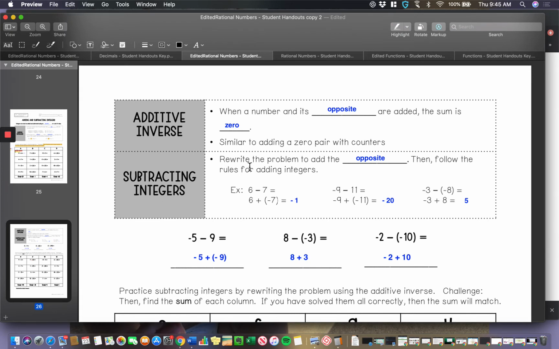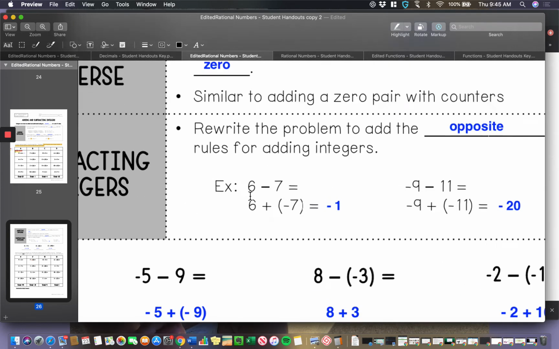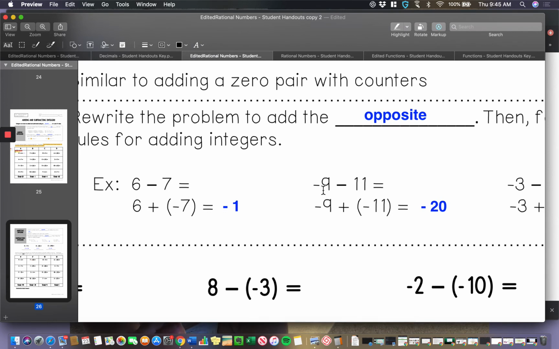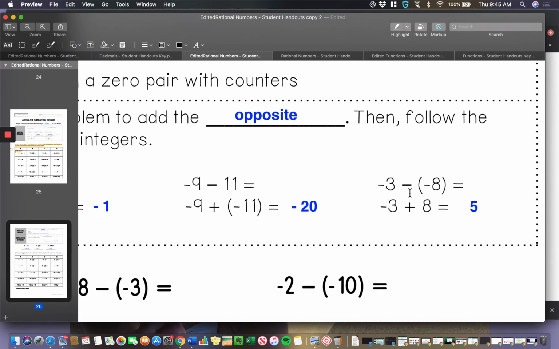When you're subtracting integers, write the problem to add the opposite, then follow the rules for adding integers. So for example, 6 take away 7 is the same as saying 6 plus negative 7. Or if we had negative 9 take away 11, it's the same as saying negative 9 plus negative 11. They're saying the same thing. Or if you have negative 3 take away negative 8, remember that when you see something like this, it becomes a plus sign. So negative 3 take away negative 8 can be said as negative 3 plus 8.